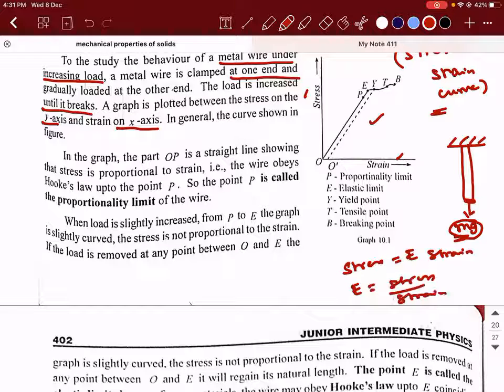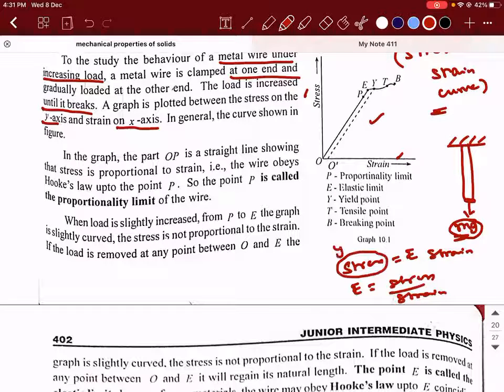Everybody has learned the straight line chapter. So stress is taken on the y-axis, strain is taken on the x-axis. Then how is it behaving? Is it not behaving like the slope of the line? So what does y is equal to mx represent? It is a straight line passing through the origin. Right. So initially what will happen is the graph will be increasing in proportion till a point called P.